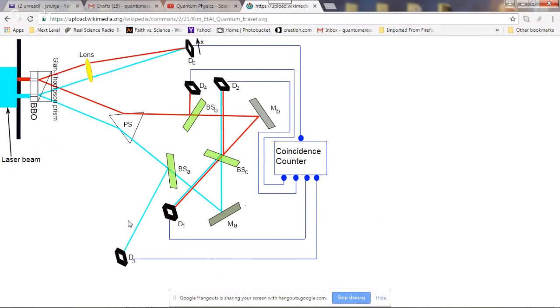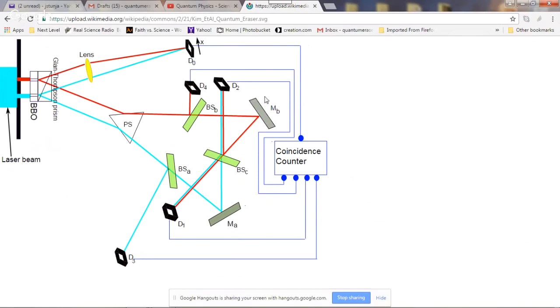Due to the experimental setup, the only way that this detector can be hit in this experiment is if it came out of slit B. There's no way a photon from slit A can come out and hit D3. And there's no way a photon can come from slit B and hit D4. There's no way. There's only one pathway to hit these detectors.